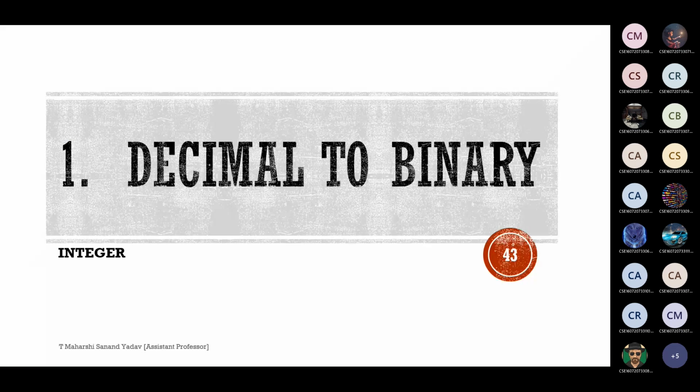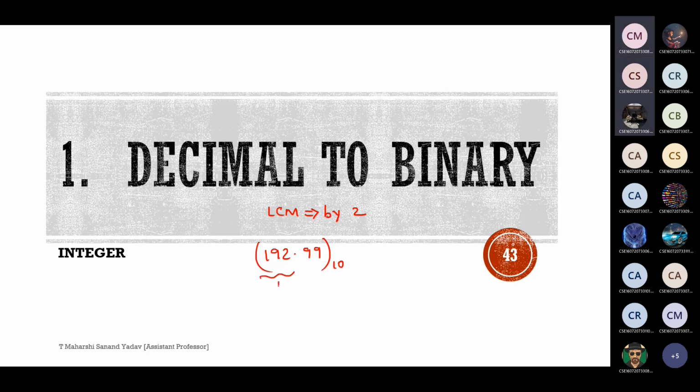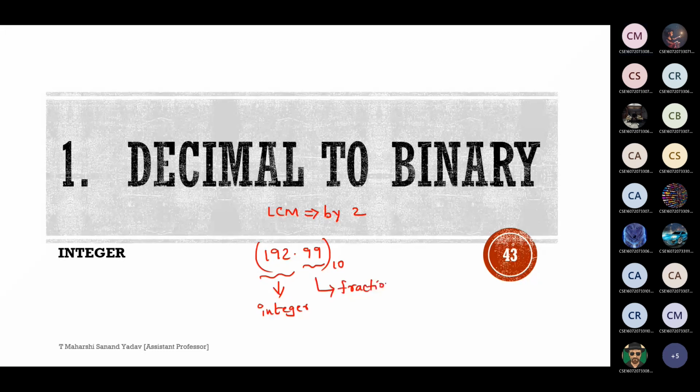So first, decimal to binary. Can anyone tell me how to do decimal to binary conversion? Continuous division by 2. Correct. Suppose if I give you one number, is it integer or fraction or both? Here what is called the integer and what is called the fraction in the given question? 192 is the integer, and 0.99 is the fraction.